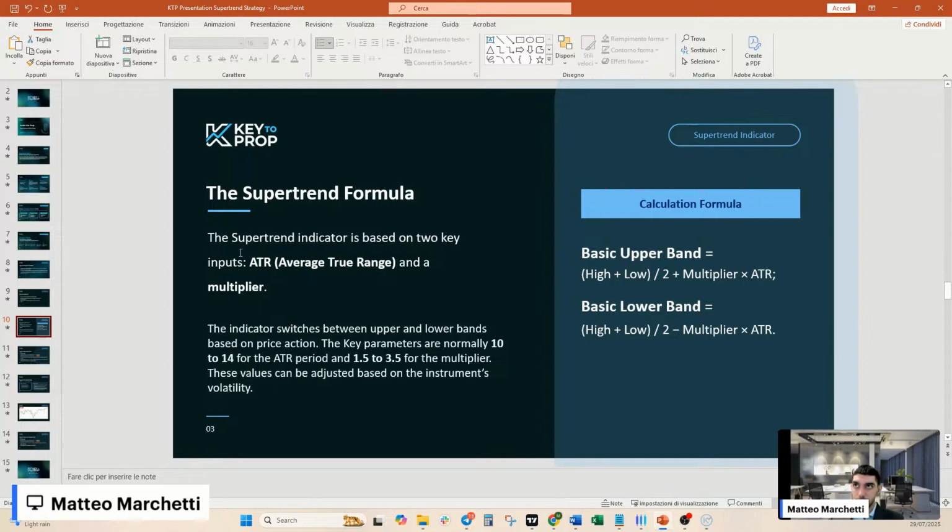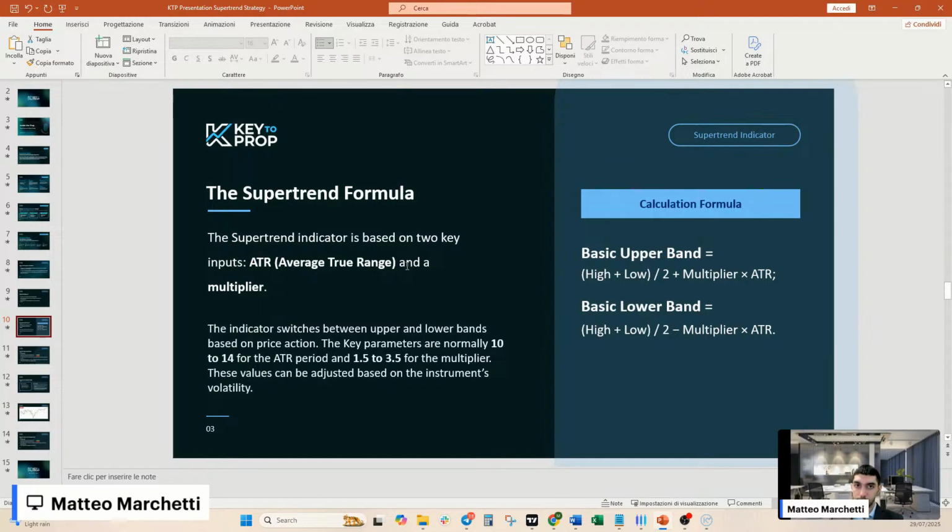Even the formula is very basic, and everything is based on two inputs: the ATR, the average true range, the very famous indicator, and the multiplier. You can set these two parameters as you want. Normally, the parameter for the ATR period is 10 to 14. I personally use 10 on most instruments.